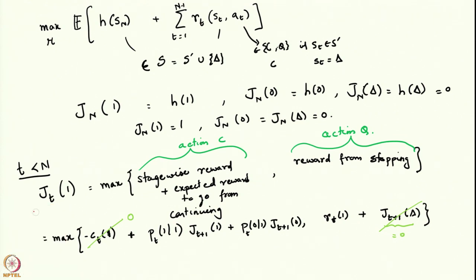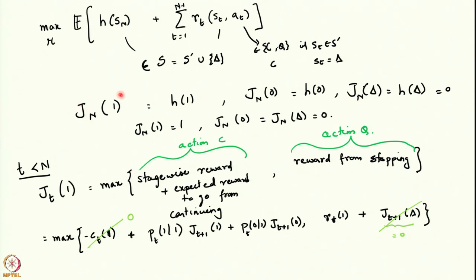Hello everyone. In the previous lecture, we were trying to solve the secretary problem using the dynamic programming equation. If you recall, we had written out the dynamic programming equation for steps t less than n and t equal to n. So, for t equal to n, this is what we had written out.